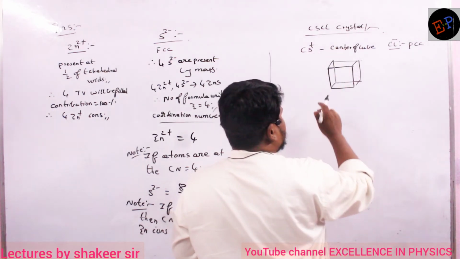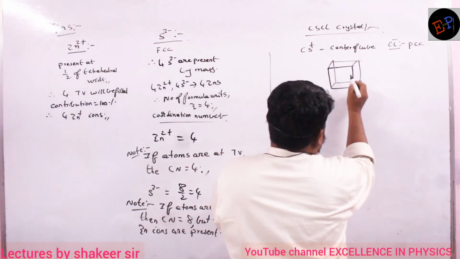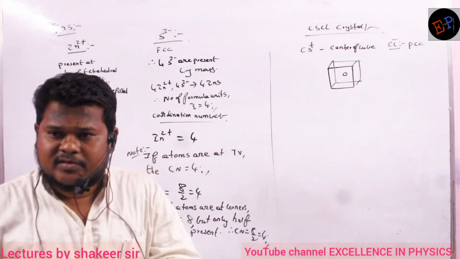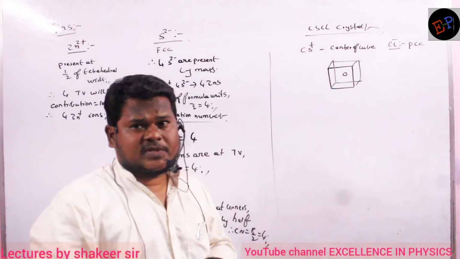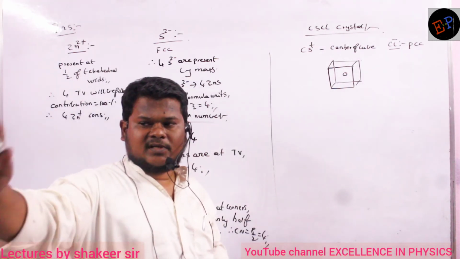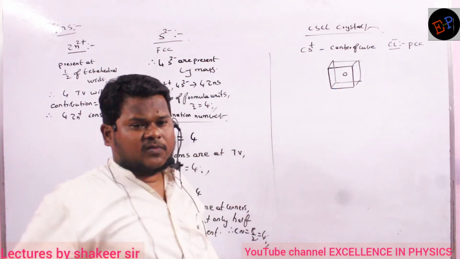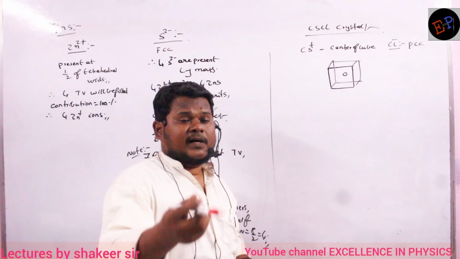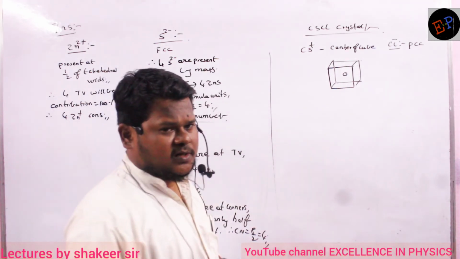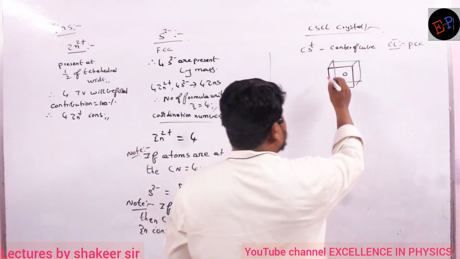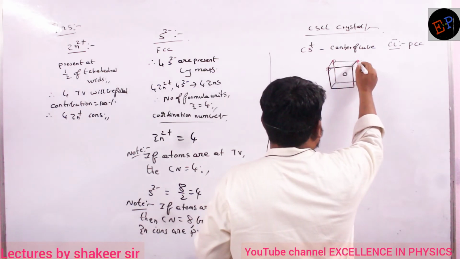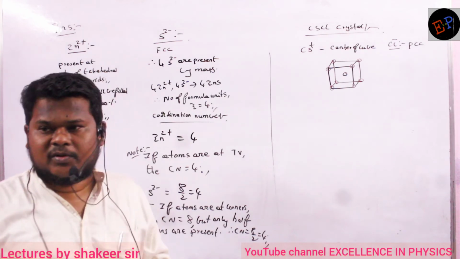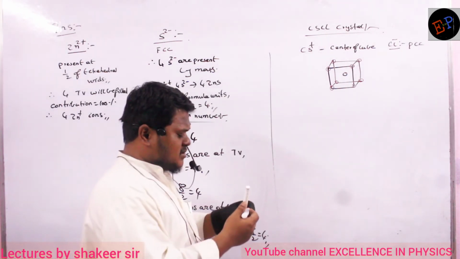So where is Cs present? Cs is present only at the center. Only one atom is present at the center. And Cl minus is present at the primitive cubic unit cell. What is meant by PCC? Atoms are present only at the corners. That's all. How many corners are there? 8 corners. So 8 Cl minus ions are present.